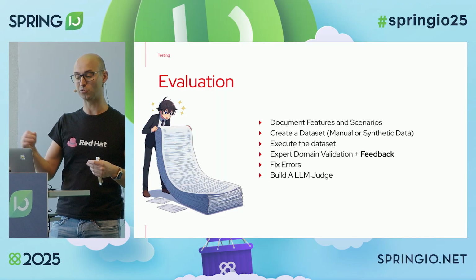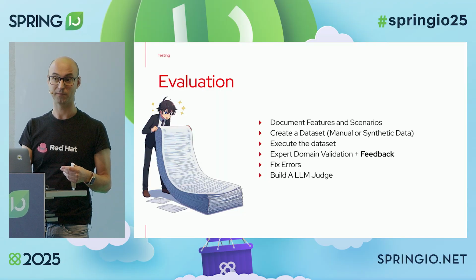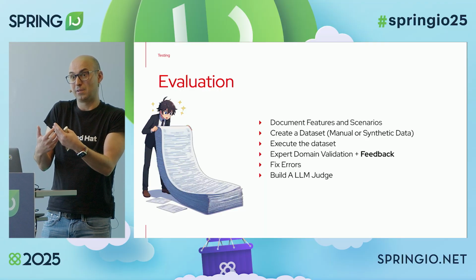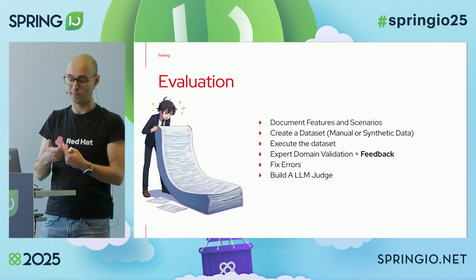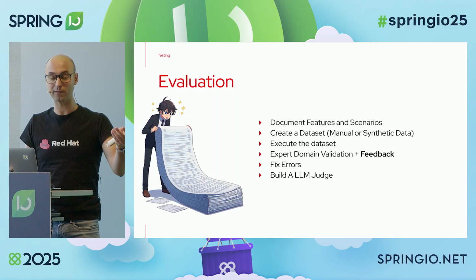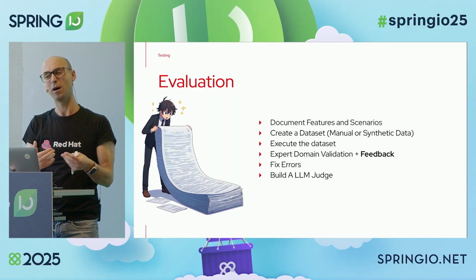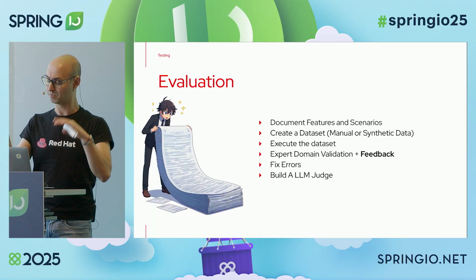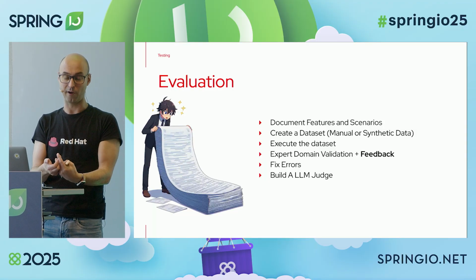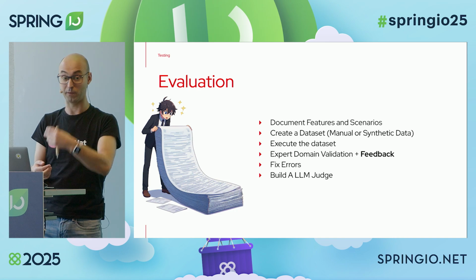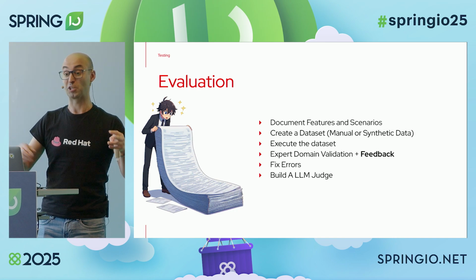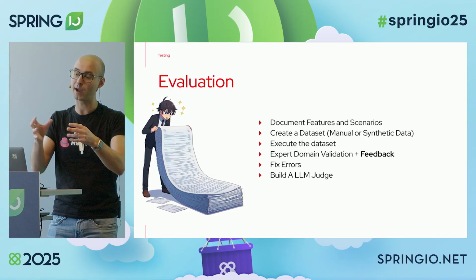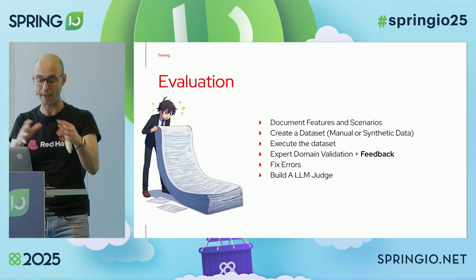Then the next step is execute this data set against your application manually. Why? Because basically you want to know exactly what you're getting from the model. Then with your domain expertise, you will validate and you will get some feedback. Oh yes, the answer is okay. Oh no, I think that it will be better in this way or in this other way, whatever. And then you will fix the errors. Fix the errors means that you will need to speak with your data scientist and say, hey, we need to retrain the model. We need to use RAG. We need to improve our RAG solution, whatever.